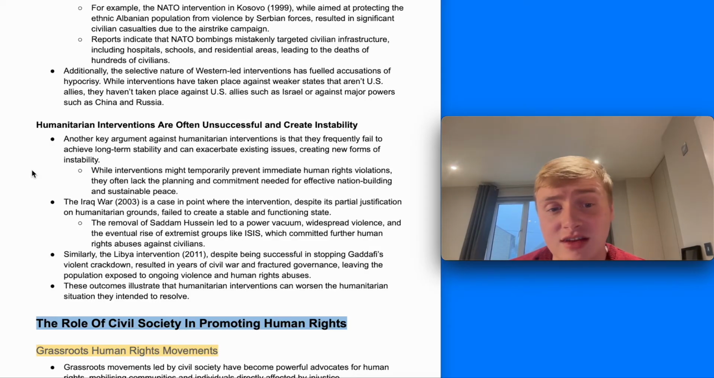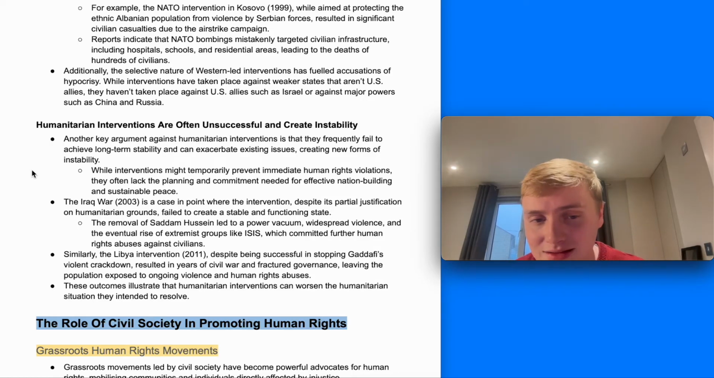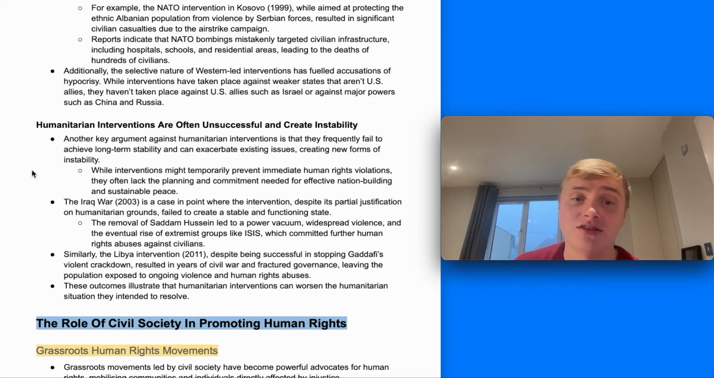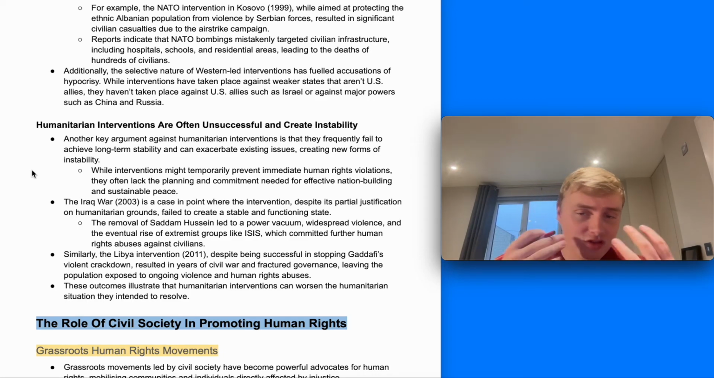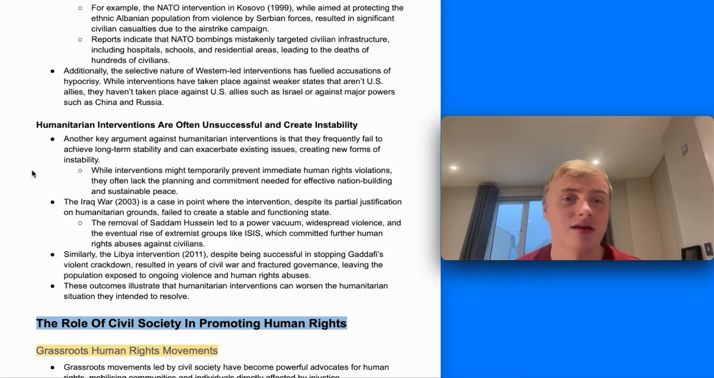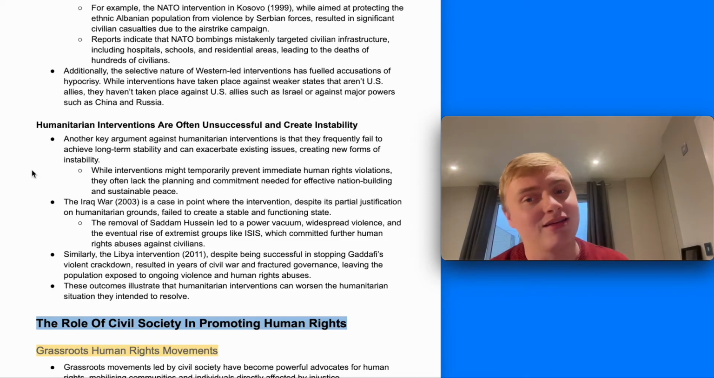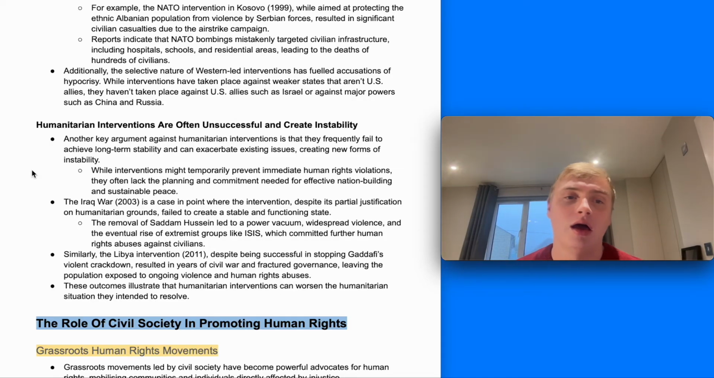And similarly, you can see with the Libya intervention in 2011, which had very similar consequences. And these both demonstrate that humanitarian interventions can worsen the humanitarian situation they actually intend to resolve. So that's some key arguments on the other side. Obviously, there are some other arguments as well. For example, you can look at how, in the last 15 years, there's been a lack of humanitarian interventions, and you'll see I bring some of those in when you look at the essay plans as well. But these are specifically on humanitarian interventions themselves and some arguments on either side.